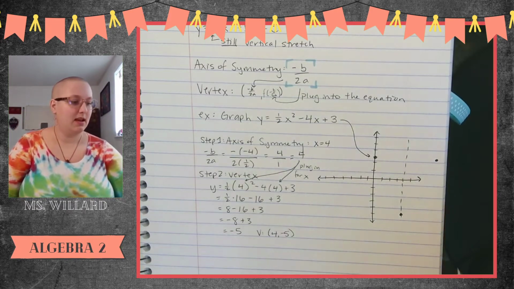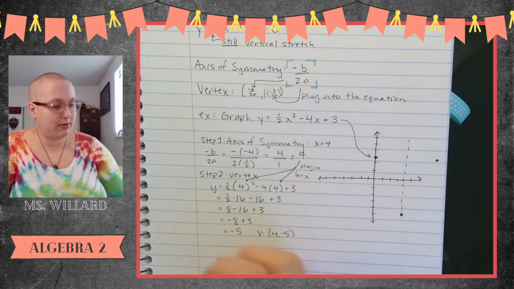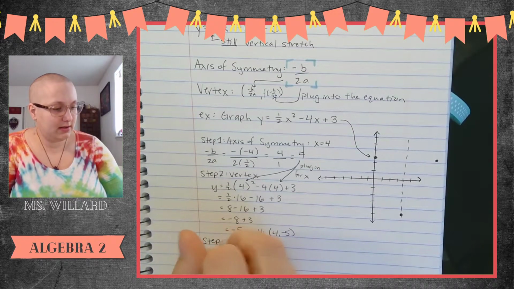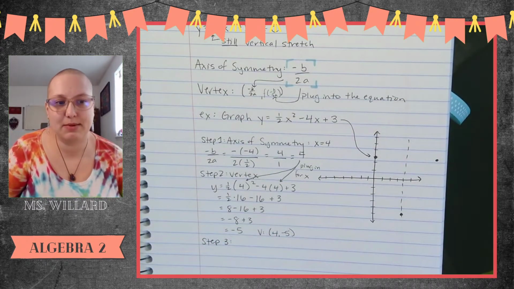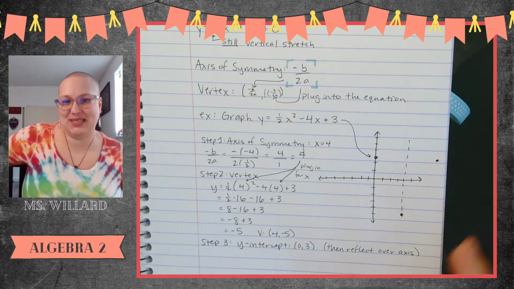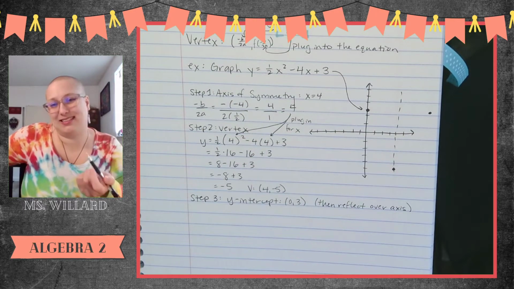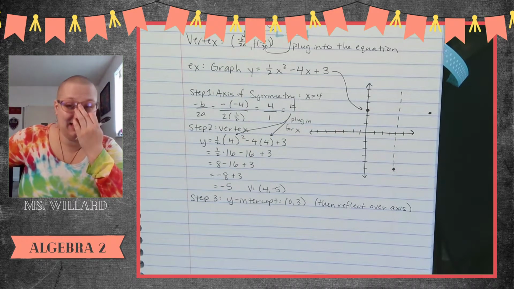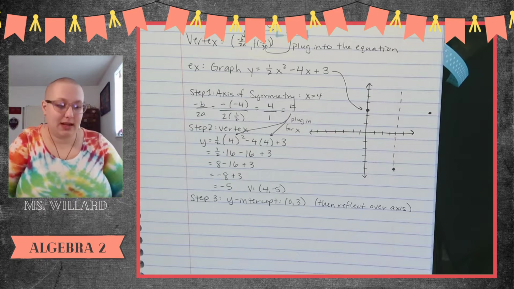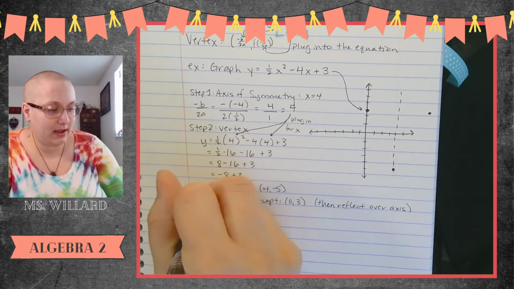Okay, so now I'm going to, wait, hold on. Let me tell you what I just did though. I found the y-intercept of 0, 3, and then I flipped it over the axis of symmetry. I ran out of space, but axis of symmetry. And so now we're going to worry about the step 4.